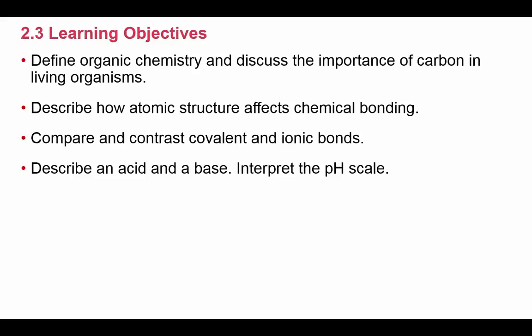In section 2.3, we want to briefly look at organic chemistry. So we're going to define organic chemistry, discuss the importance of carbon. We're going to describe how atomic structure affects chemical bonding. We're going to compare and contrast covalent and ionic bonds. And then at the end of the section, briefly look at acids and bases on the pH scale.